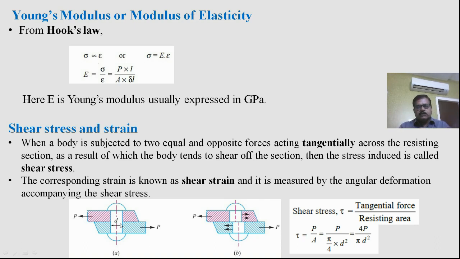That means the rivet is going to cut along the force. So here at the junction of the two plates, the shearing or cutting of the rivet is going to take place. The shear stress is equal to the force applied, if the two forces are equal, the force P divided by the resisting area. That means the resisting area is provided by the cross section of the rivet. So that is the resisting area pi by 4 d square, and shear stress is equal to the shear force or the tangential force upon the resisting area.